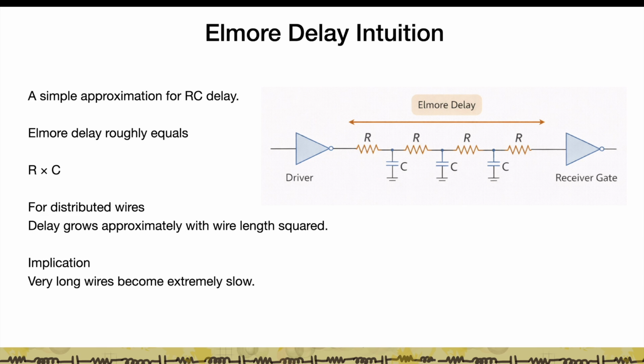If both R and C are proportional to length, then the delay is proportional to length squared. Double the wire length and the delay quadruples, not doubles. That squared relationship is why very long wires are catastrophic for timing. A wire 3 times longer isn't 3 times slower, it's 9 times slower. This is the mathematical heart of why global interconnect dominates timing budgets, and why you cannot just let signals run unimpeded across a large chip.